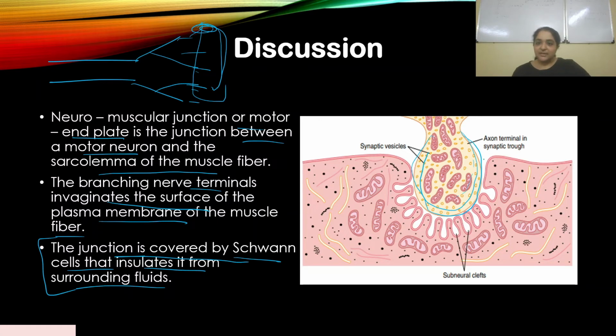Now this is the small part over here. After the branching has happened, it forms a junction with the muscle fiber. This pink portion over here is the muscle, and this is the neuron. Now this part is called the synaptic trough, or it's also called a synaptic gutter. This white portion over here is called the synaptic space.